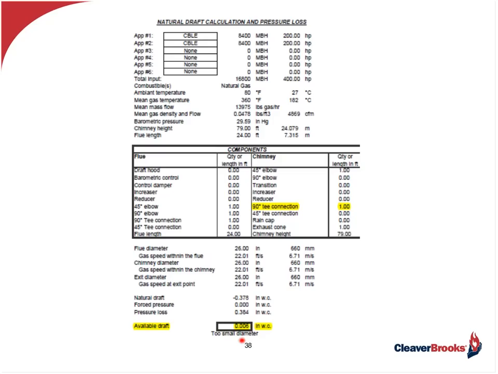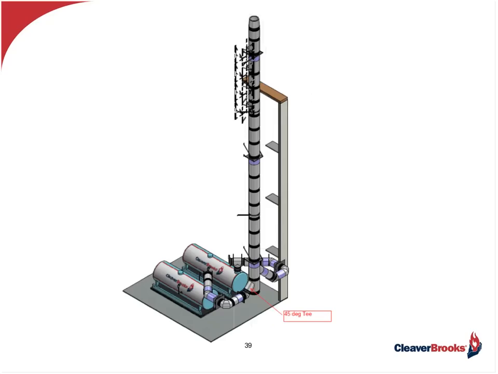A positive draft available could cause a buildup of back pressure at the entrance to the chimney, causing burner combustion issues, resulting in potential boiler heat transfer issues that Steve had previously discussed.